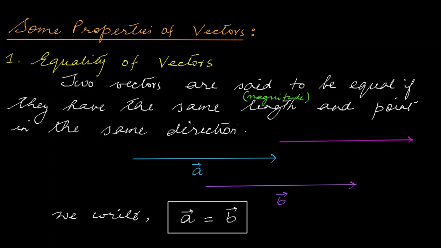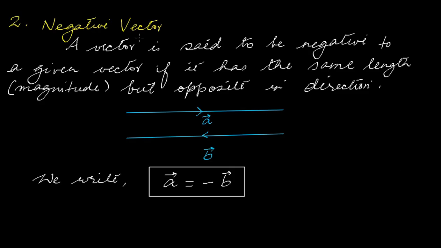Okay, so when can two vectors be equal? If they have the same magnitude, that means same length, and pointing in the same direction. So both the magnitude and the direction have to be satisfied. Negative vector. A vector is said to be negative to a given vector if it has the same length, that means magnitude, but opposite in direction.